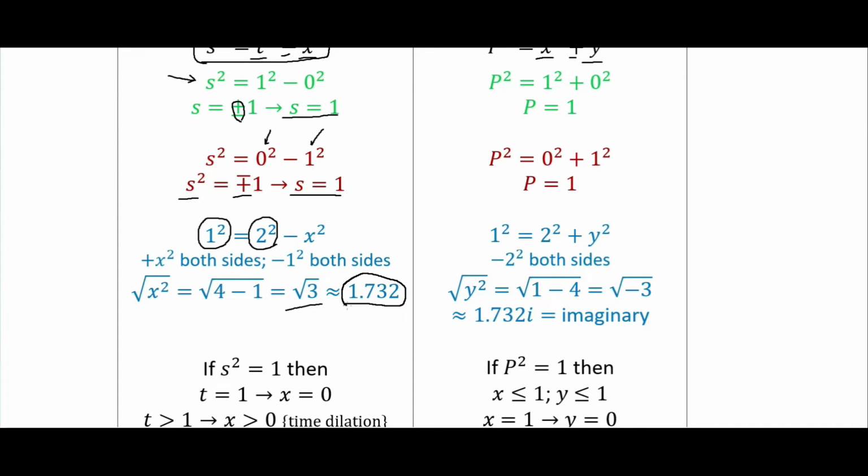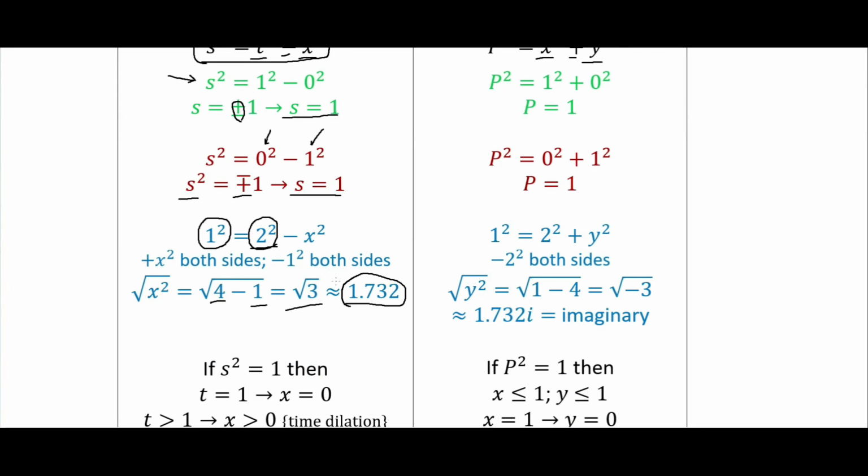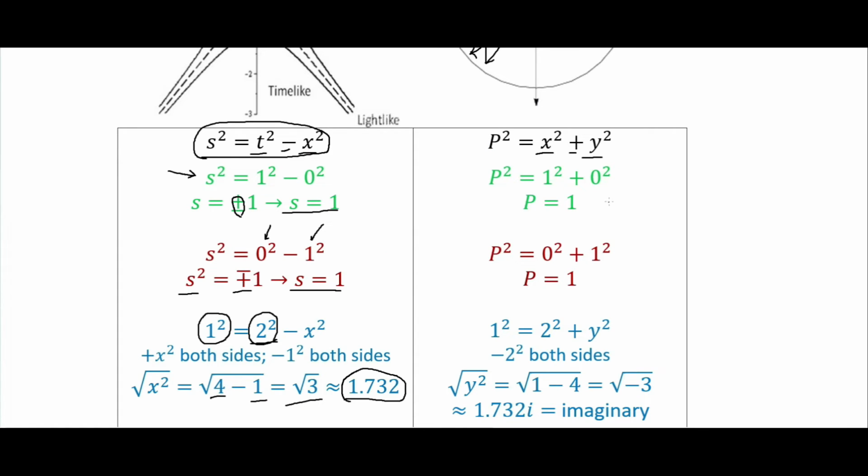So we solve for x and we get 1.732, which is just this 2 squared, which is 4, minus 1 squared, which is 1. That gives us our square root of 3, which gives us 1.732, which puts us right here on this curved line here. And then, of course, if we look at it in Euclidean space, so p squared equals 1 squared plus 0 squared, well, p will equal 1.